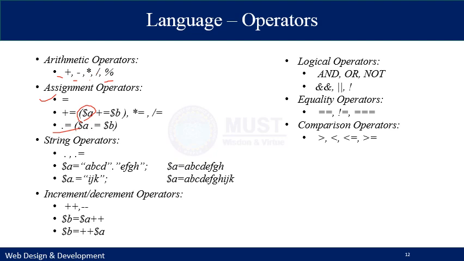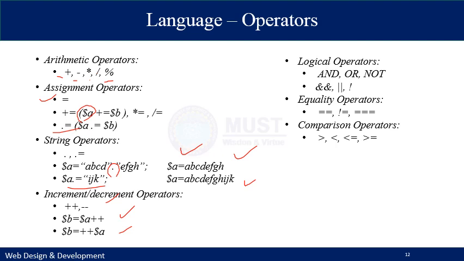String operators are similar. If you use the dot operator, it will concatenate the strings as described here. Similarly, the dot operator works the same here, that $a dot is equal to ijk, and additionally $a was this value, and then ijk was appended. Increment and decrement operators are described here. Post increment and pre-increment are used similar to any other language.